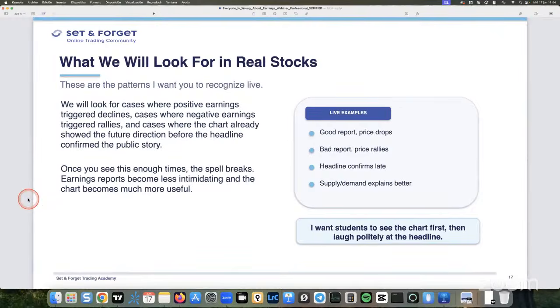So you want to look for a good report, okay, expecting that price will drop. That's what is going to happen, okay? Good reports don't mean that price is going to rally. It usually means that it's going to drop if there is a supply level in control. Bad report, price rallies. It happens because we have demand in control. The headlines confirm it later, after the fact, okay?